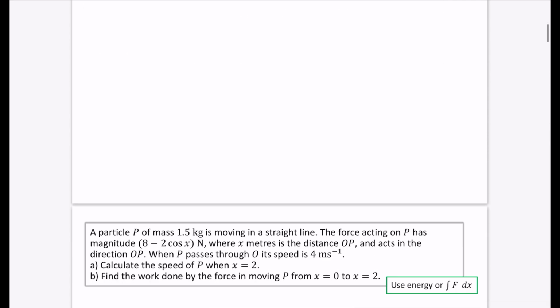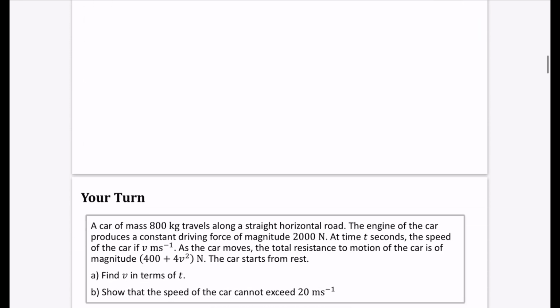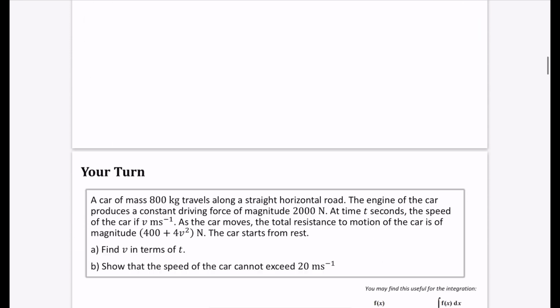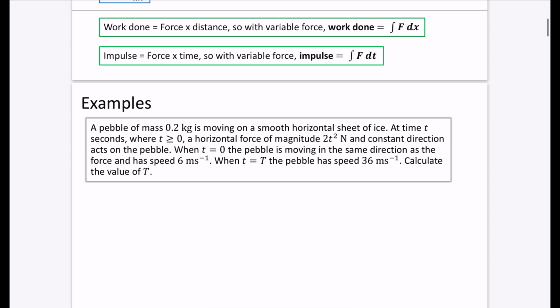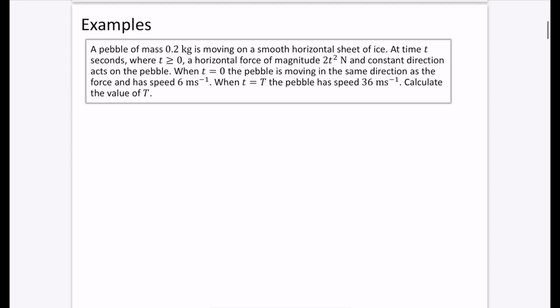So I'm going to do 1, 2, 3 examples, and then you're going to pause the video and have a go at that one about a car that we've got there. So a pebble of mass 0.2 kilograms, and I'm always going to jot down the things that I think are going to be useful in the question, of 0.2 kilograms is moving on a smooth horizontal sheet of ice. At time t seconds where t is greater than 0, a horizontal force of magnitude 2t squared newtons and constant direction acts on the pebble.